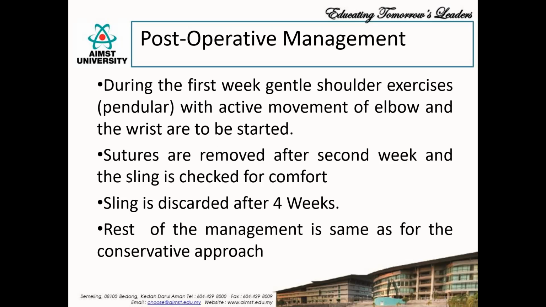Okay, if it is post-operative, so if they are corrected by surgical means, during the first week itself we can start gentle shoulder exercise. But in conservative management, we don't have any movements in the first week, so we can start 1 week earlier if it is a surgical one. And the unaffected side and left out areas should be given active movement, like elbow, wrist, everything should be started. And in the second week, they remove the sutures and check the sling also for comfort.